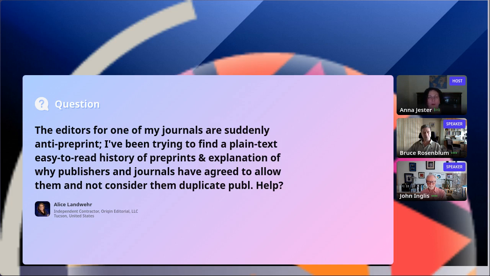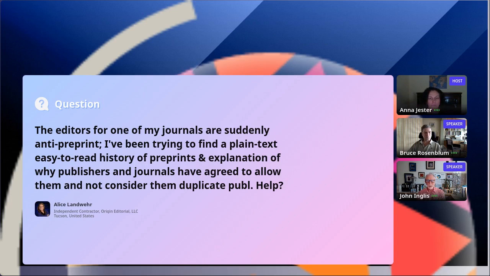I'm going to copy and paste into the chat the links that Bruce included for the recommended reading that was in his slides, which I don't know that I would necessarily consider all of them plain text and easy to read. It really is about how much you know about scholarly publishing will definitely inform it. Always kind of delightful to see things like the names of people that you know, like Jeff Beck, included in there. So does anyone else have any other history and explanation suggestions?